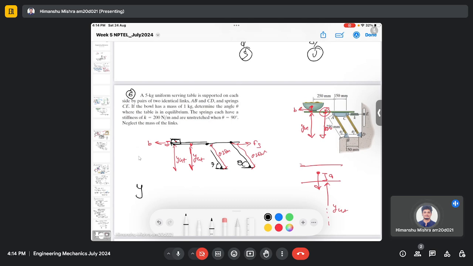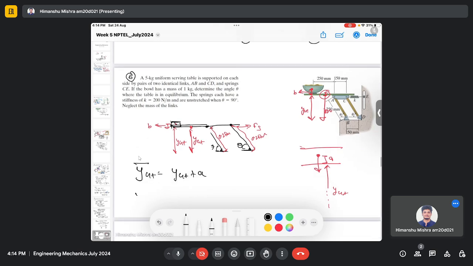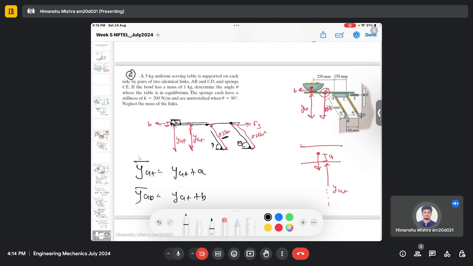So from the table center, the distance is y_GT plus a, and from the bowl center, the distance is y_GT plus b. And y_GT is actually 0.25 sine theta.